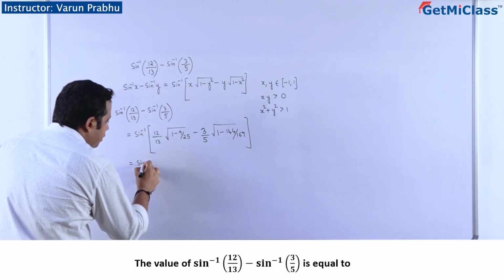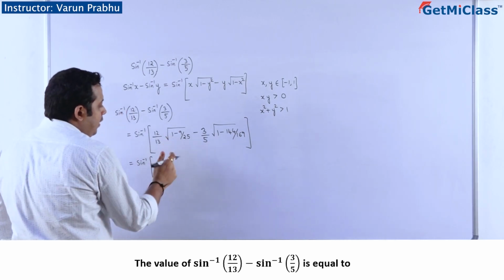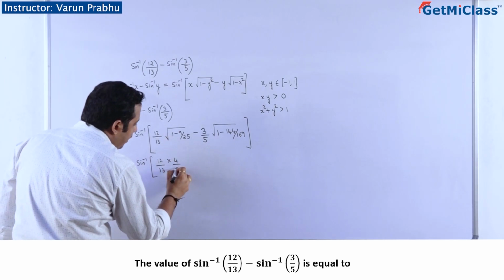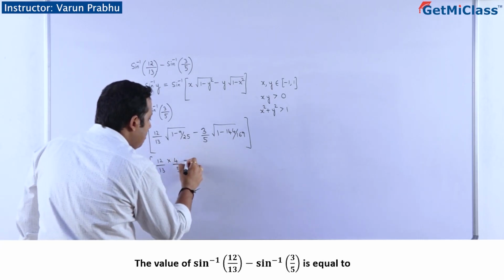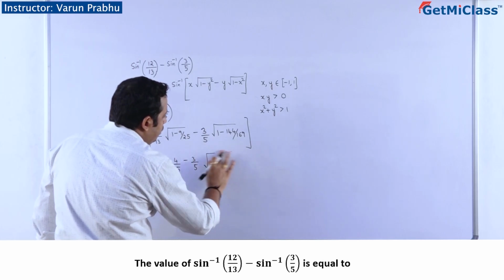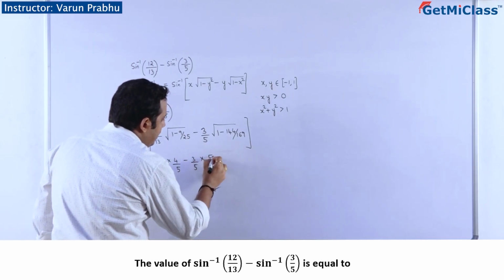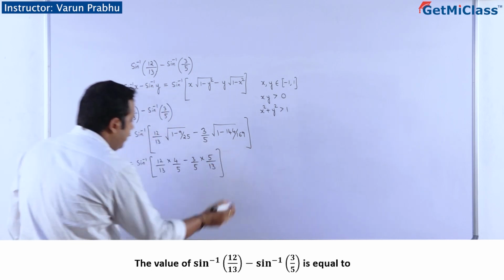So the answer to the question will be sine inverse of 12 divided by 13. 25 minus 9, 16. 16 over 25 is 4 by 5 under the root. Minus 3 divided by 5 into root over 169 minus 144, which is 25 under the root, will be 5. And here it will be 13. Is it right? 5 over 13.